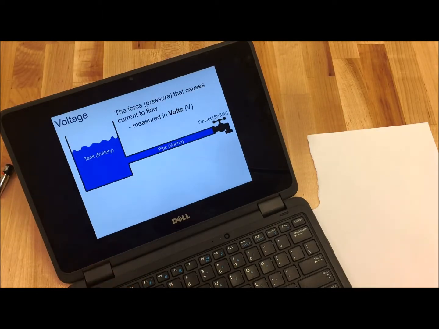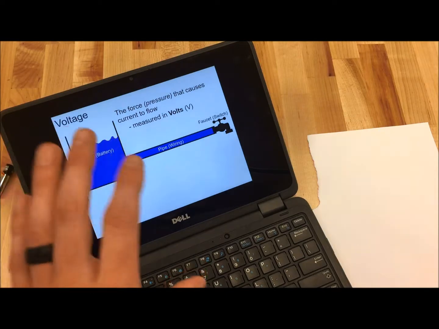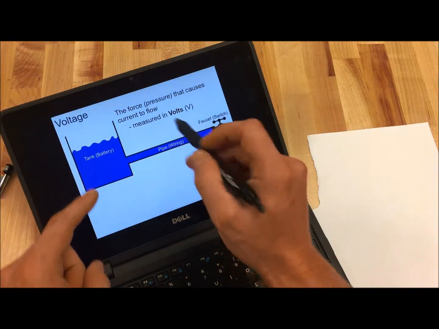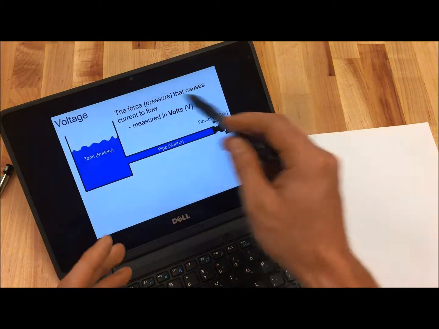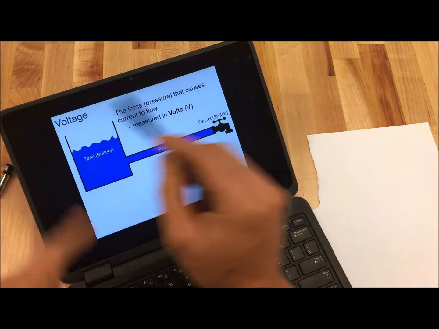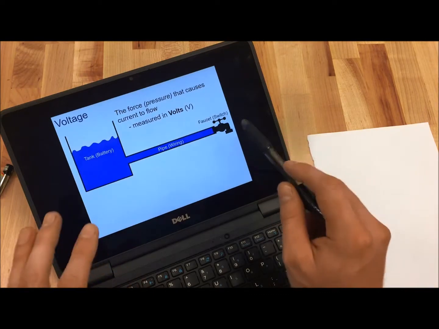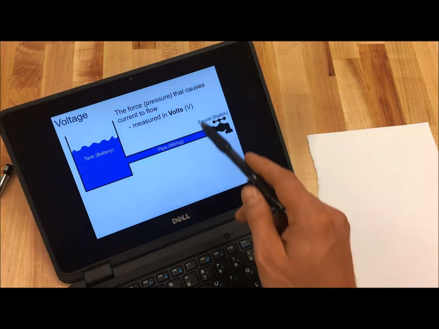So now that we've done current, let's get on to voltage. Voltage is the force, the pressure that causes the current to flow. So if this was current, not voltage, right? If this was current, the faucet is off, there is no current, all right?